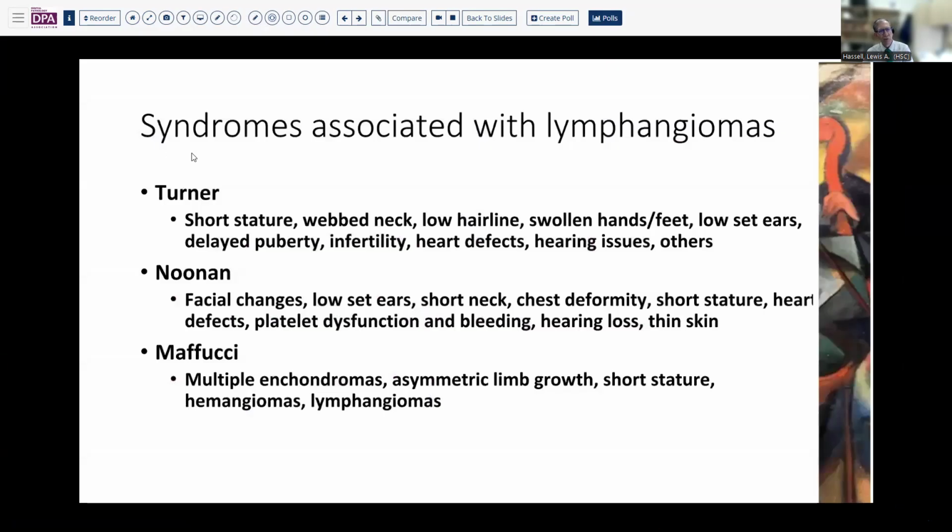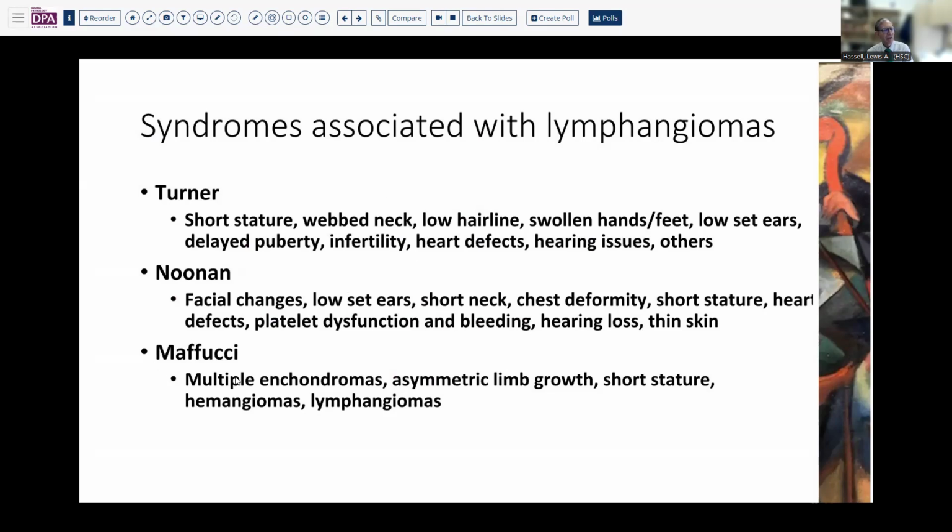Interestingly, there are a number of syndromes that can be associated with lymphangiomas, and these include things that obviously are detected usually earlier in childhood, such as Turner syndrome or Noonan syndrome, which are more prominently identified by means of external dysmorphic features in the patient, such as short stature, hairline, ear position, the nature of the hands and feet, and so forth. And occasionally associated with heart defects or hearing issues, and so forth.